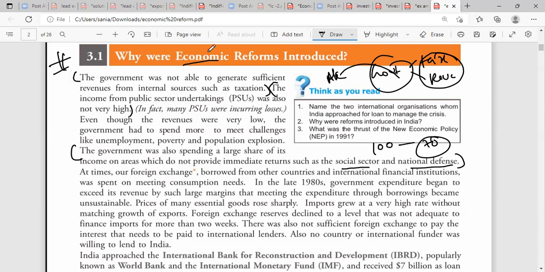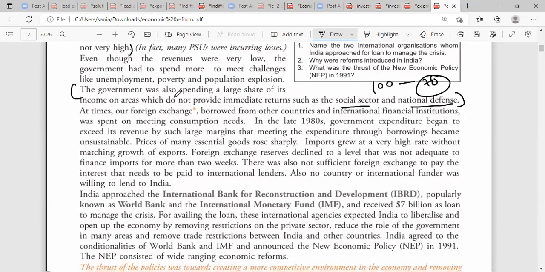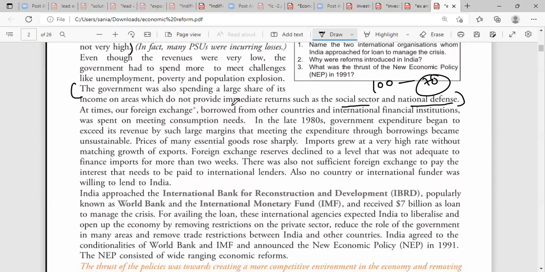Okay. So why was economic reform introduced? First, the government was not able to generate sufficient revenue from internal sources such as taxation. Second, the income of public sector undertakings was not very high. Third, the government was also spending a large share of its income on areas which do not provide immediate returns, such as the social sector and national defense. And next, at times our foreign exchange borrowed from other countries and international financial institutions was spent on meeting consumption needs. In the late 80s, the government's expenditure began to exceed its revenue by such a margin that meeting the expenditure through borrowing became unsustainable.